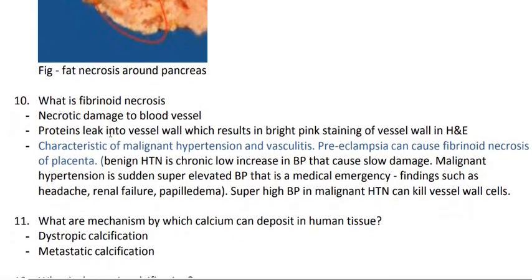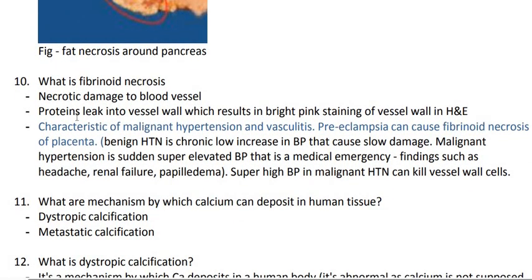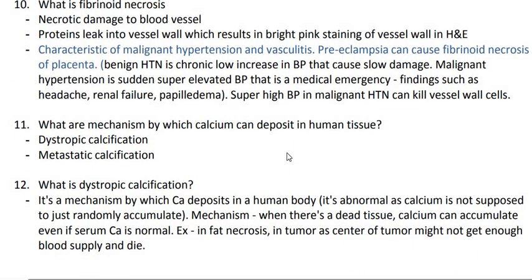Fibrinoid necrosis is necrotic damage to the blood vessels where protein leaks into the vessel wall, resulting in bright pink staining of the vessel wall, characterized by malignant hypertension and vasculitis. Preeclampsia can cause fibrinoid necrosis of the placenta. Benign hypertension is chronic, mildly increased blood pressure that causes slow damage. Malignant hypertension is a sudden, super-elevated blood pressure that is a medical emergency, with findings such as papilledema, renal failure, and edema. Super high blood pressure in malignant hypertension can affect the vessel wall cells.